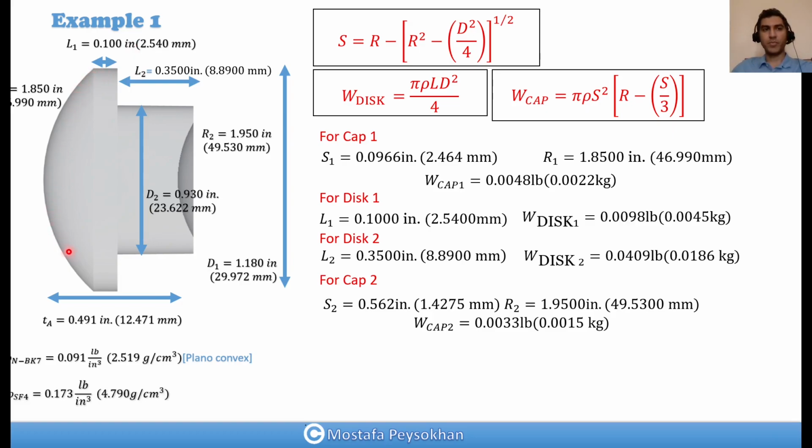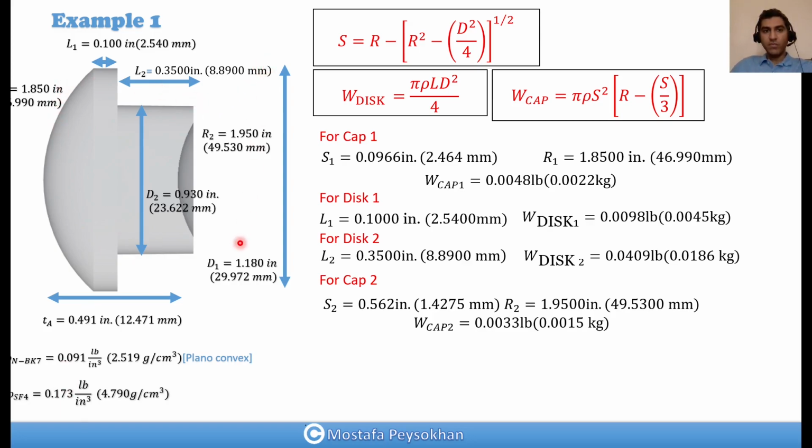The two cemented lens, one of them is a plano-convex lens, where this side is flat and this side is convex, and the density of the plano-convex is 0.091, and the material is NBK7. And for the plano-concave part, which is cemented to the plano-convex part, the density is 0.173, and the material is SF4.